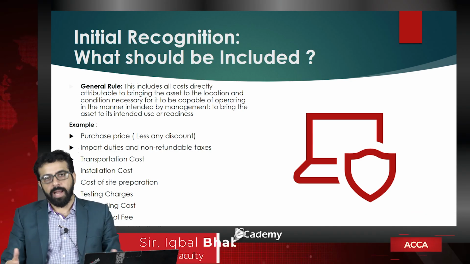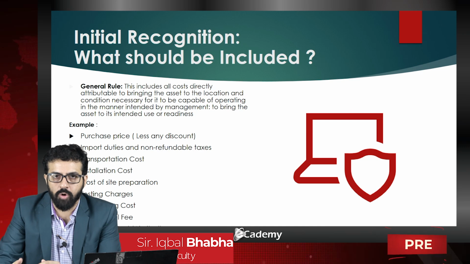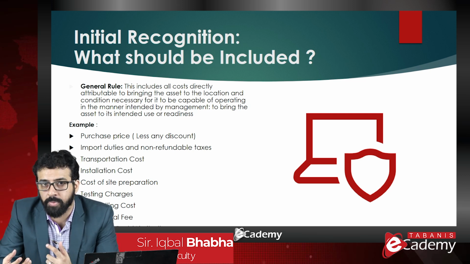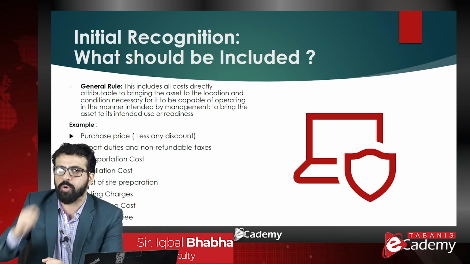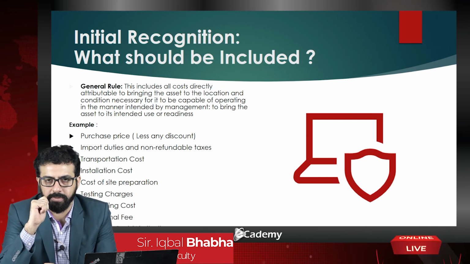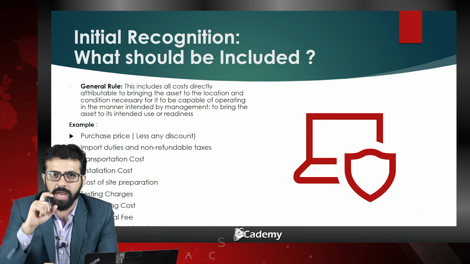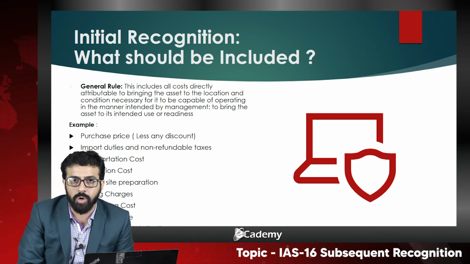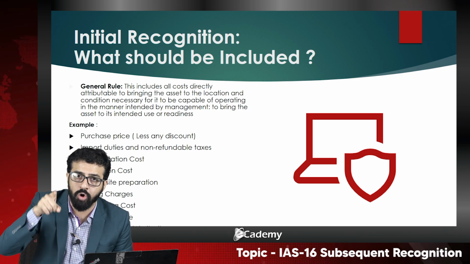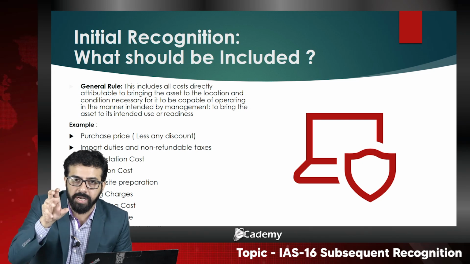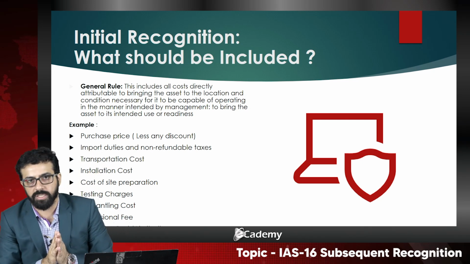So class, welcome back again. We were discussing initial recognition, and in initial recognition we were discussing what particular cost should be included in the component of the cost. When you pass the double entry, asset debit and cash credit, the amount of that particular asset would become the combination of all the cost accumulated, as laid down in IAS 16.